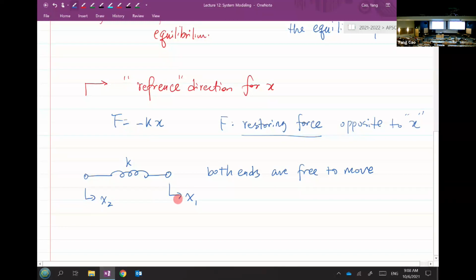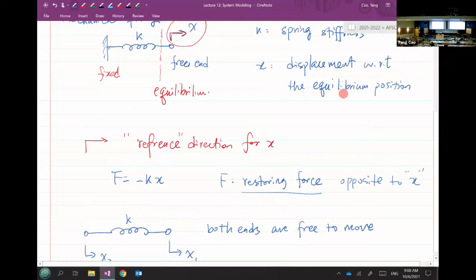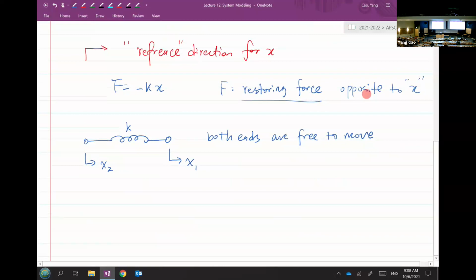Now you can ask yourself: x1 and x2 are defined as the displacement from the corresponding equilibrium position. Of course, both ends cannot necessarily be elongated to the right. It could be stretched or compressed. For example, if this side goes this way, it's compressed. If this side goes this way, it's actually considered a stretch for these ends.